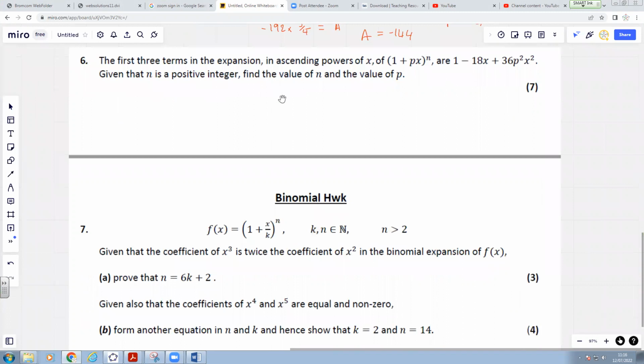Okay, so we're doing question 6. The first 3 terms in the expansion in ascending powers of x of (1 plus px) to the n are 1 minus 18x plus 36p squared x squared.